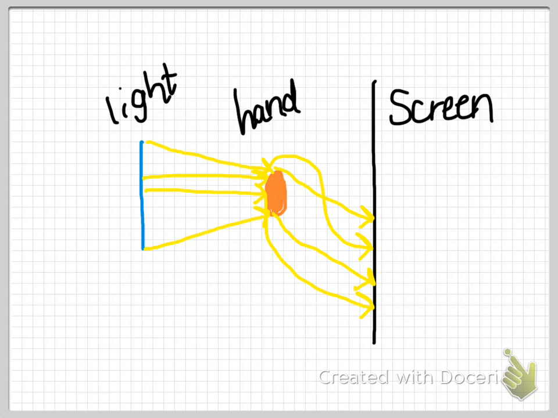So station A, the shadow puppets, gives us a little bit of evidence to show that light travels in straight lines, because if it didn't, we wouldn't have shadows. If light was able to bounce around and go around objects, there would be no darkness. So if there was a light source, there would still be light able to hit whatever.